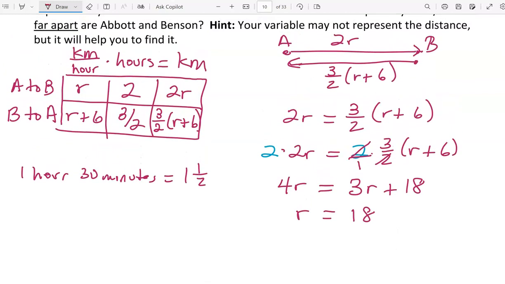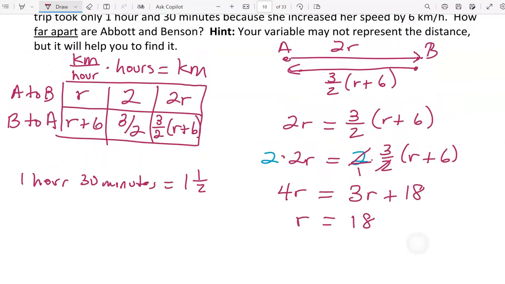Now, what did we just find? r is how fast Cindy was going from Abbott to Benson. We can see that in our chart. r is Cindy's kilometers per hour from Abbott to Benson. That's not what we're asking for, right? They're actually asking us how far apart. That would be measured in kilometers. So how far apart are Abbott and Benson?